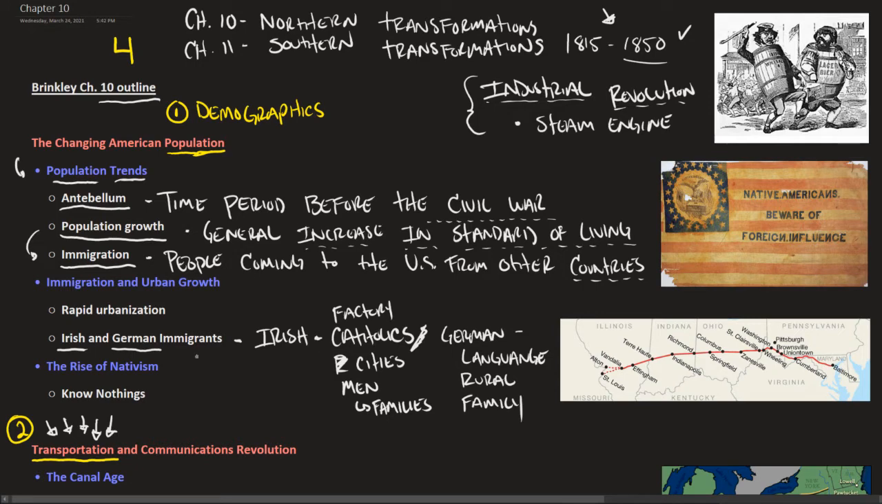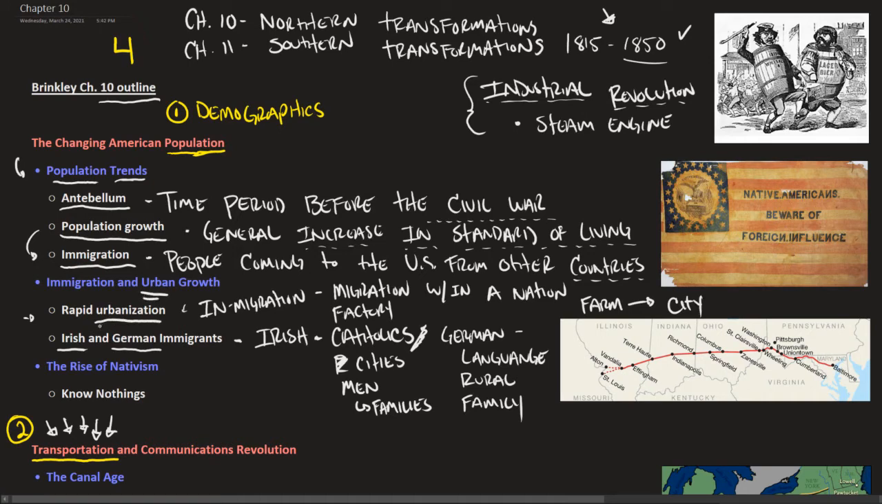And so this led to immigration plus just a general growth in population, plus what we might call in-migration. I don't know if your book talks about it, but in-migration is migration within a nation. All right, so these aren't people that are moving from outside the United States into the United States. These are people who are pretty much moving from the farm to the city, right? And so when we think about urbanization, or urban, right, think city, that's what it means.